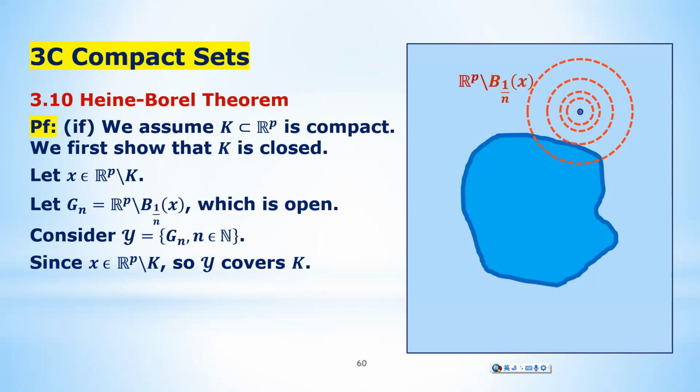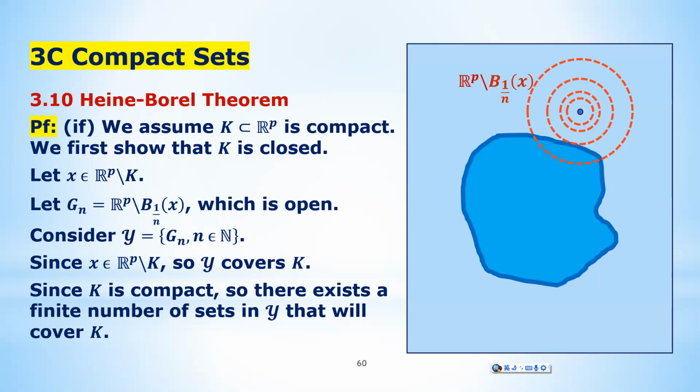Will cover the K. The only point missed is the X itself. But I know that X is not in the K. So therefore, the exterior of this will cover the K, okay? So you can think about this K: now we get an open covering of K.